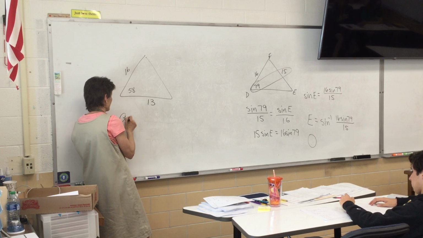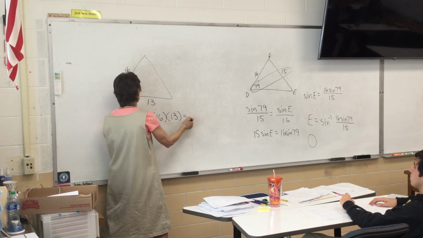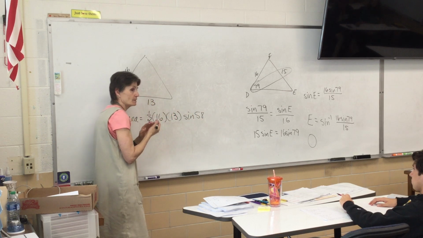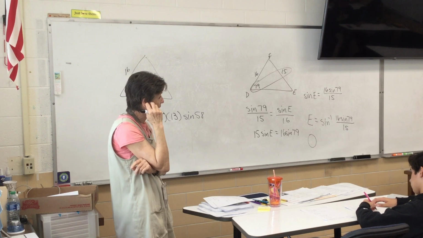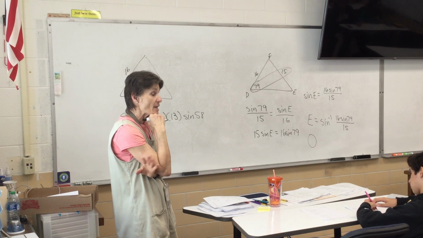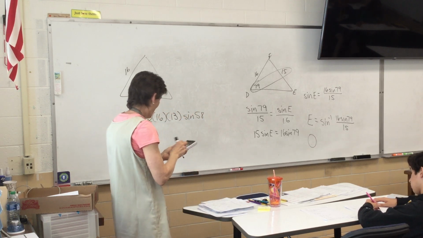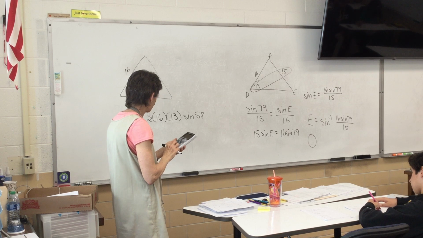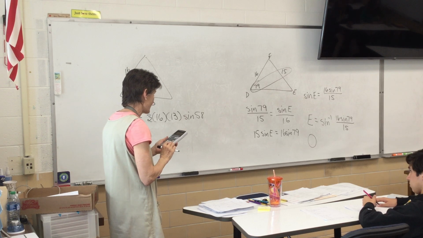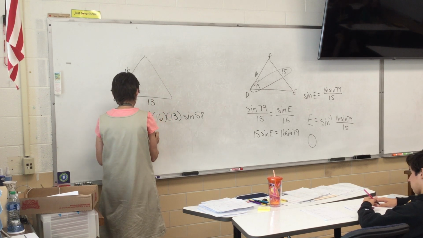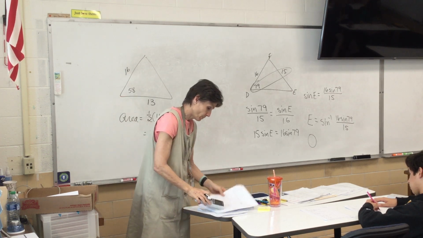for the area. The area of the triangle is 1/2 side, side, sine of included angle. 1/2 side, side, sine is a way of finding the area of a triangle. So 1/2 times 16 times 13 times sine 58. The area is 88.20 square feet or whatever unit it is.